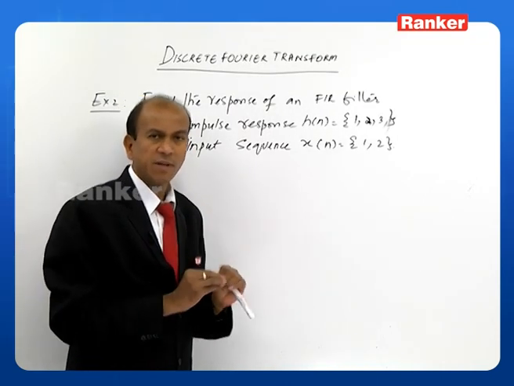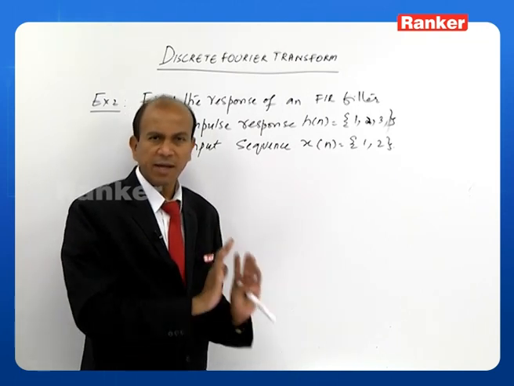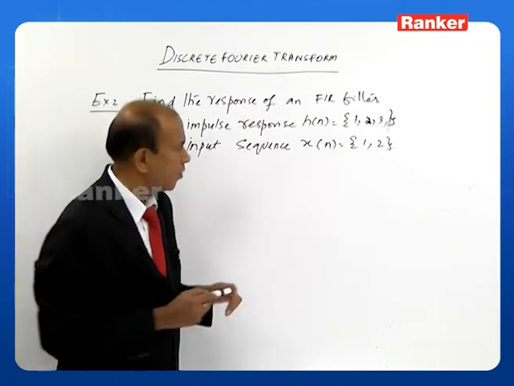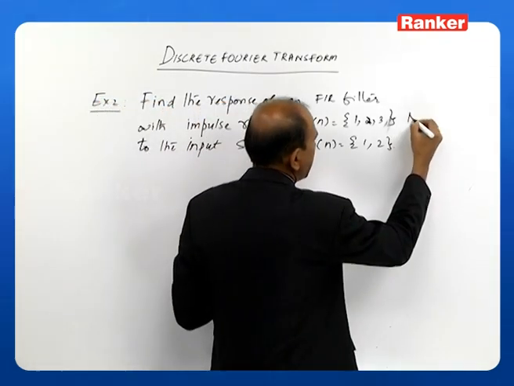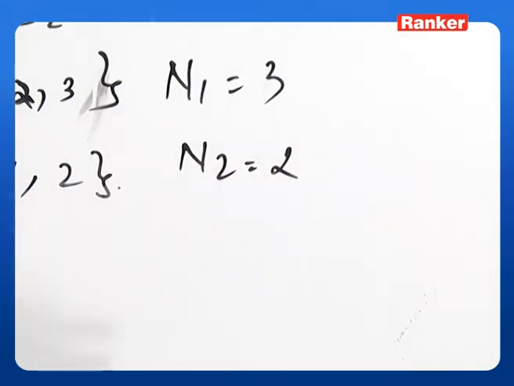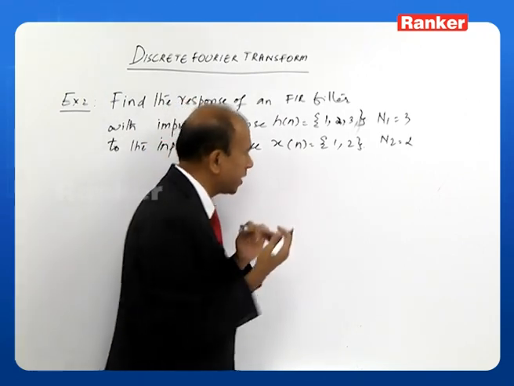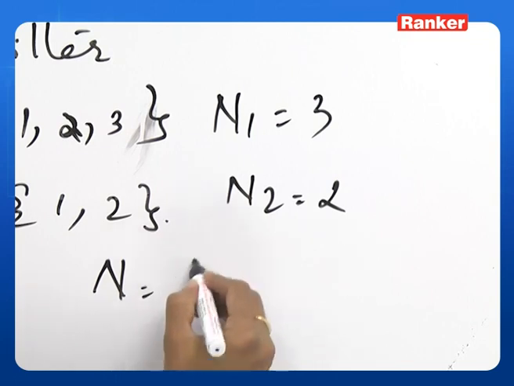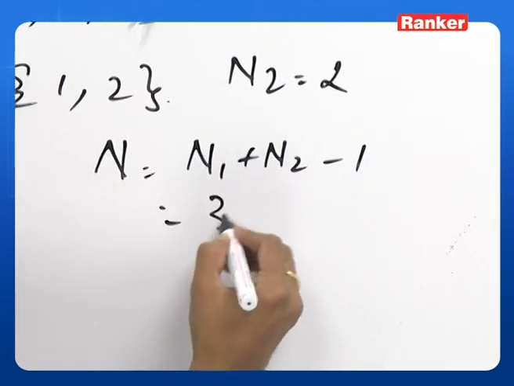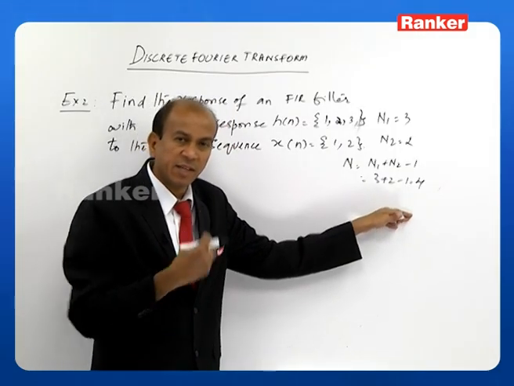Now I'll show you a matrix method which gives us an easy answer. When I convolve these types of signals, what is the length n for this? Let us say n1 is 3 here and n2 is 2 here. So the length of the output sequence will be n is equal to n1 plus n2 minus 1, that is 3 plus 2 minus 1, that is 4. So that will be the final sequence of your answer.